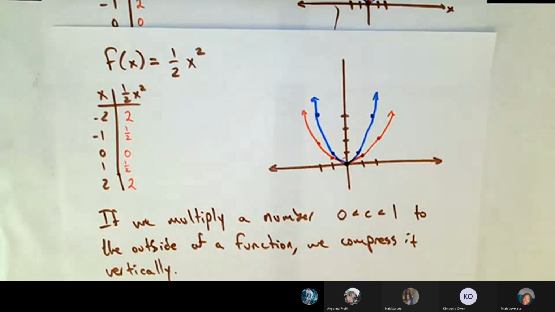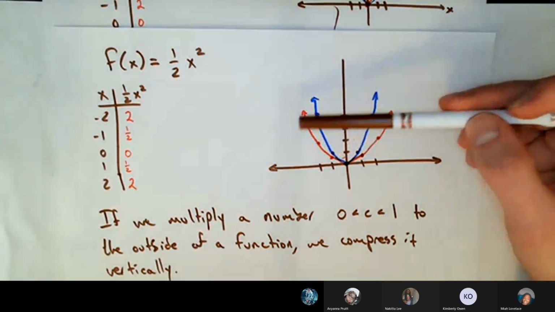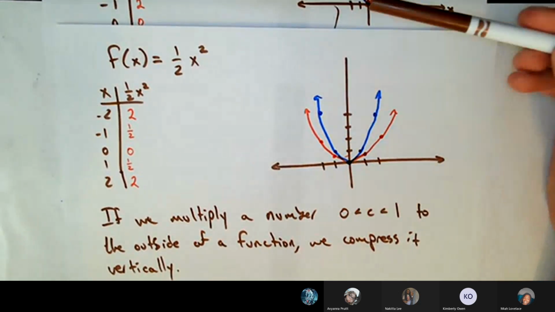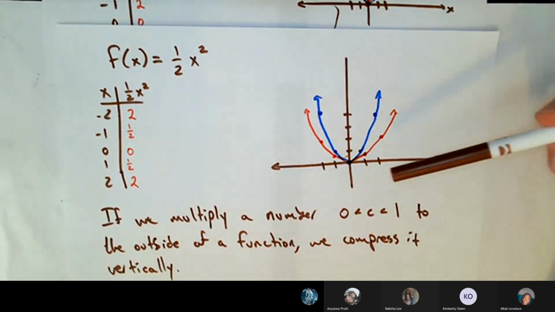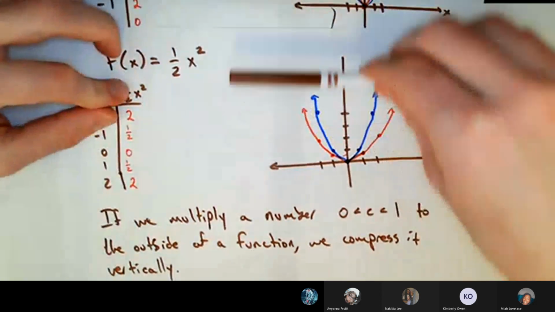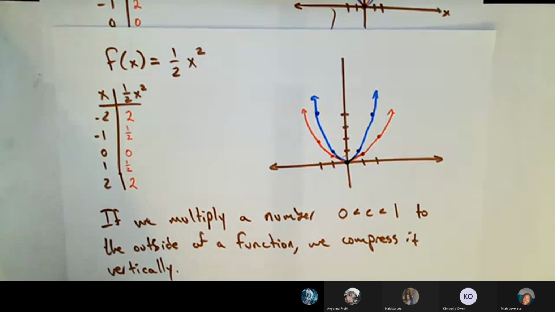We compress it vertically. So you see the red function here has been squished down. It's like you took the two legs of the parabola and instead of pulling them up like the first one did, we're pushing them down and it's becoming wider, right? It's being compressed vertically from the top. Let's go look at Desmos real quick.